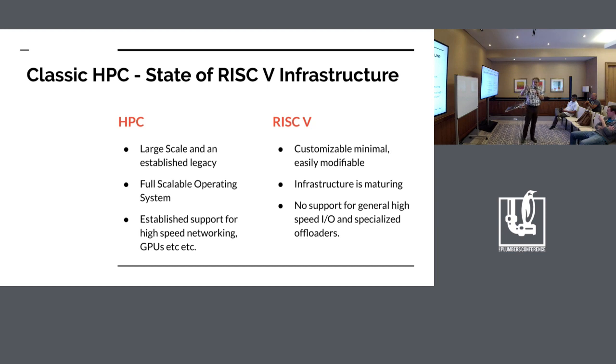In HPC, you have established support for high-speed networking, for GPUs, et cetera, et cetera. All these things have taken long years to establish and to work on hardware interfaces that can actually support these high speeds, and also require software modifications to software that requires these things. So you don't have that in RISC-V. What you have in RISC-V is more bare bones, bare metal processing technology.